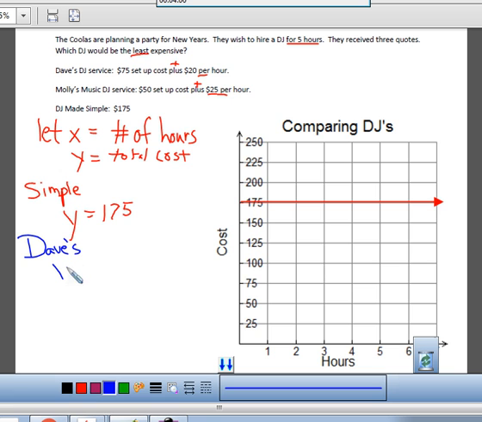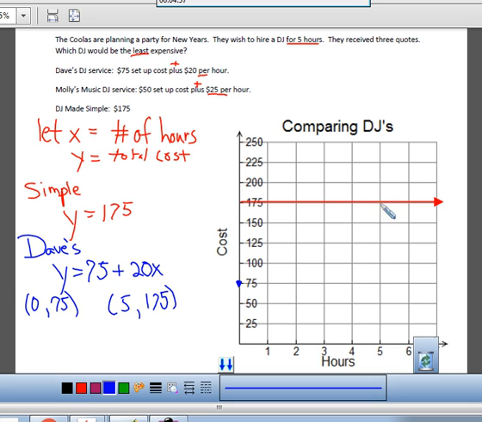Alright, so y equals $75 to set up plus $20 per hour. Well, x is the number of hours, so it's 20x. So what does that look like? Well, at hour 0, it's $75. Let's think about what it's going to be at 5 hours, because that's what the Kulas are looking for. If I plug 5 in for x, 20 times 5 is 100. 100 plus 75 is 175. So there's my other point.